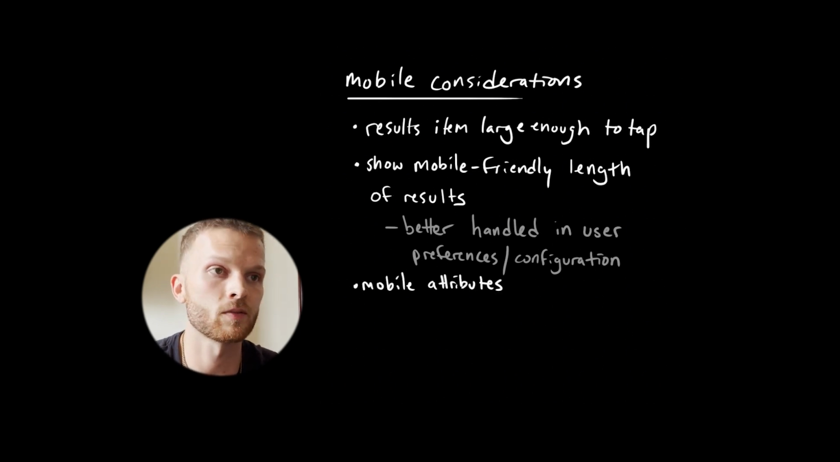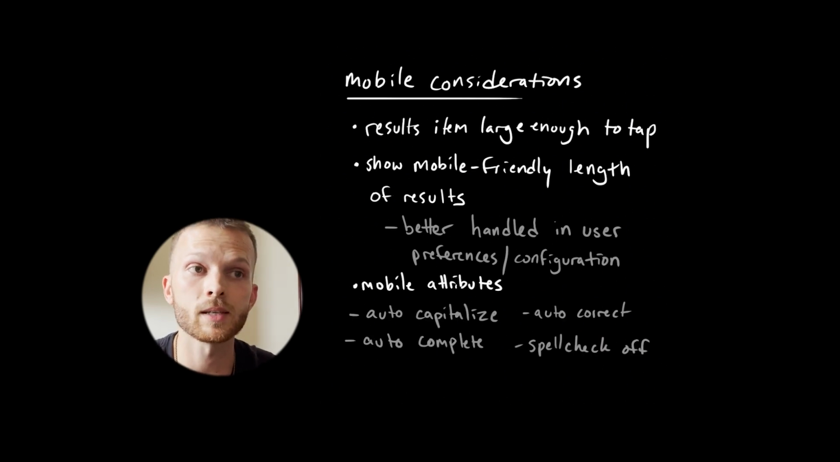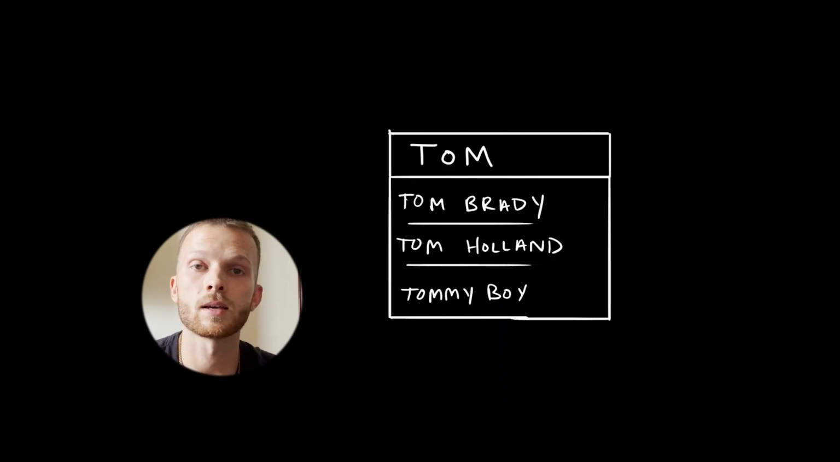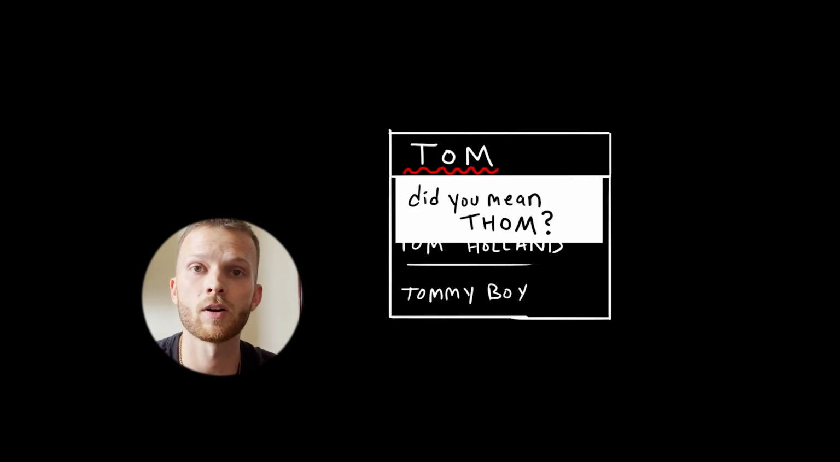There are also specific helpful attributes we can set specifically for mobile, like auto capitalize, autocomplete, autocorrect, and spell check off. A good way to think about this one is in the case of spell check, if there's a spell check box popping up on top of our results UI box, that could be pretty annoying or make you accidentally click on the wrong thing.